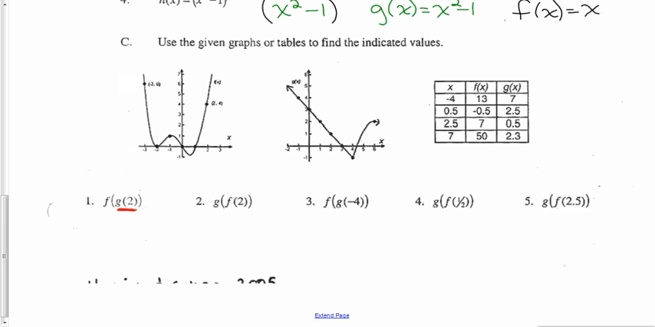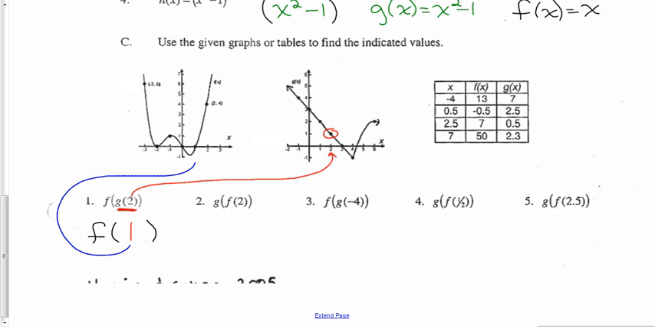So to do that, I'm going to find g, which is over here. And I'm going to plug in 2, and when I plug in 2, the output is the y value, which is 1. So at this point, I have f of 1. So now I need to input 1 into f. To do that, I take the 1 and I'm plugging it into f. When x is 1, my y value is 0. So this is equal to 0.